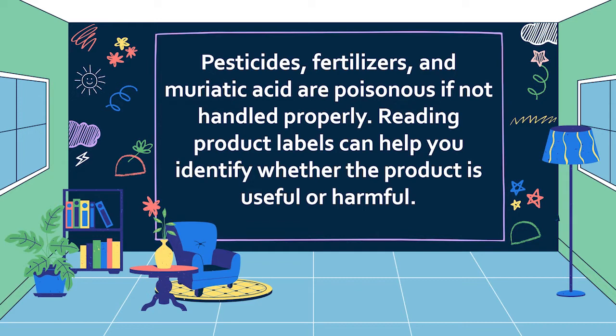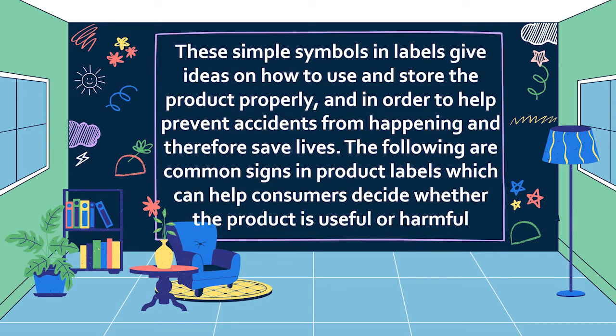Reading product labels can help you identify whether the product is useful or harmful. These simple symbols in labels give ideas on how to use and store the product properly, and in order to help prevent accidents from happening and therefore save lives. The following are common signs in product labels which can help consumers decide whether the product is useful or harmful.